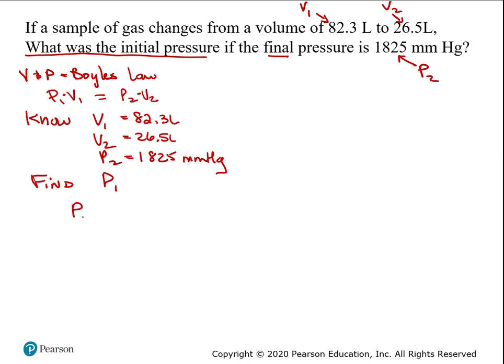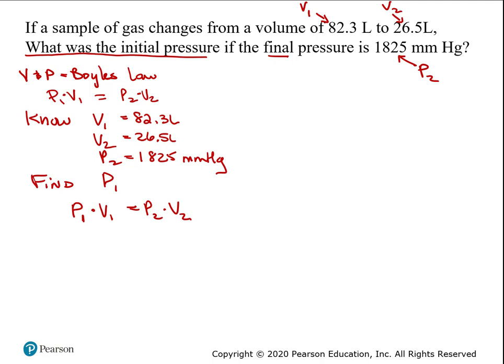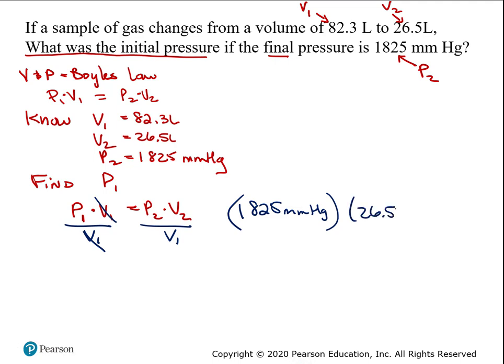So P1 times V1 equals P2 times V2. If I've got to get P1 all by itself, what do I have to move? I've got to divide both sides by V1. So divide by V1, divided by V1. Do you see that that's going to get P1 all by itself? And now I just plug the numbers in. So P2 is 1,825 millimeters of mercury. V2 is 26.5 liters, divided by V1, which is 82.3 liters. Then just do the math.